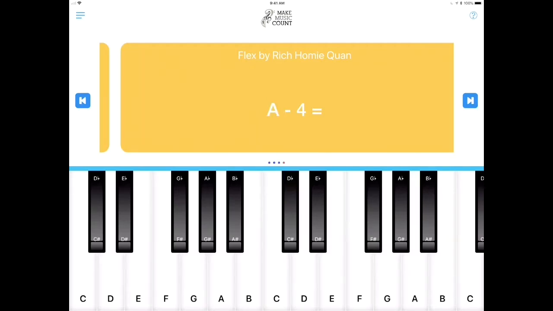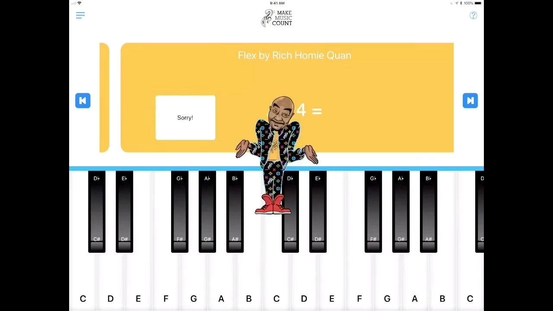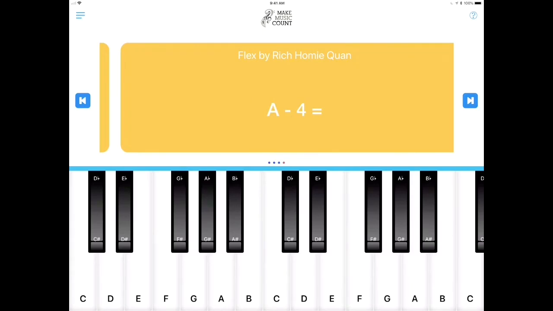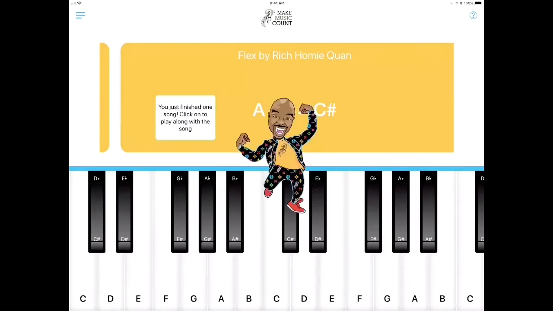All right. So now A minus 4 is, so that's F. Oh, no, it's not F. It's because, remember, you have to count by halves, right? So four whole steps or eight half steps to the left because we're subtracting. Oh, I see. Okay. Now be careful. Moving from F to E is a half step, not a whole step. There you go. Awesome. So click the screen again.